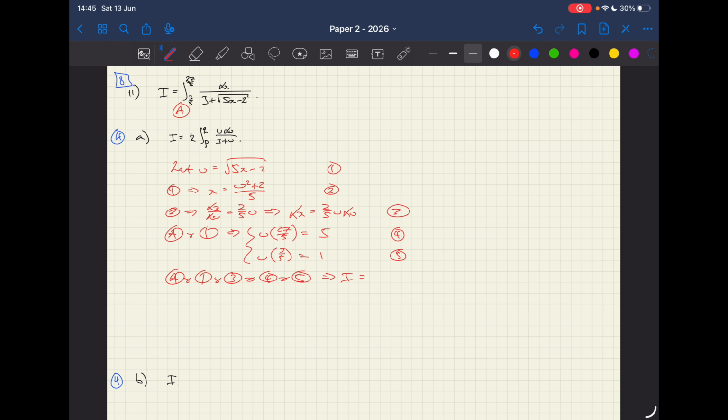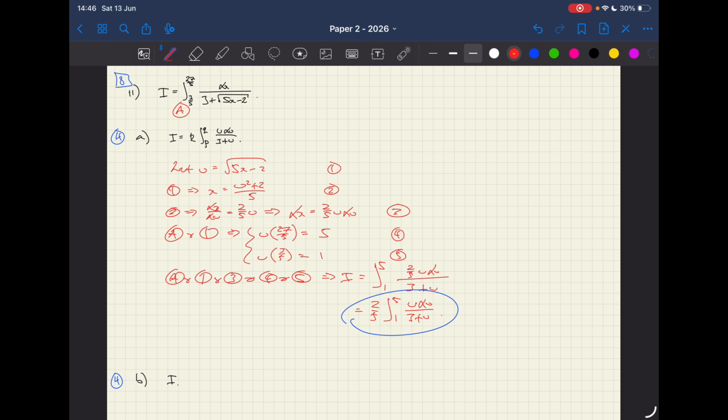that our new integral will be, so the 3/5 became a 1. The 27 on 5 became a 5. On the bottom of the fraction, 3 plus u. The dx has been replaced by 2/5 of u du. So we can take that 2/5 out the front. Integral 1 to 5 of u du over 3 plus u. Looks good to me. Does it look good to the mark scheme?